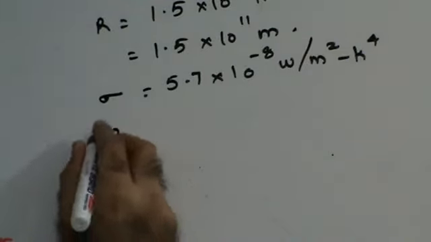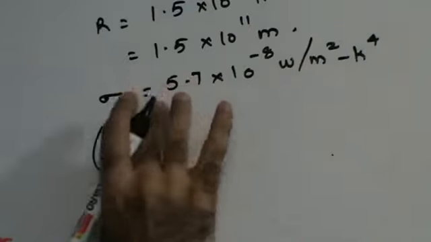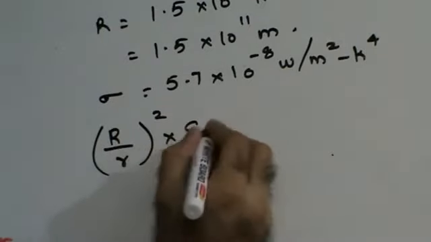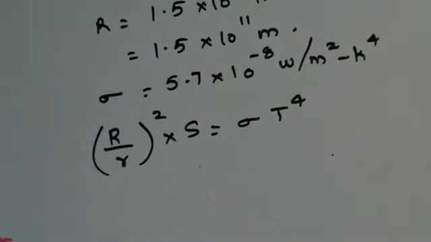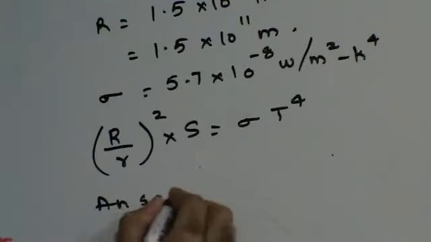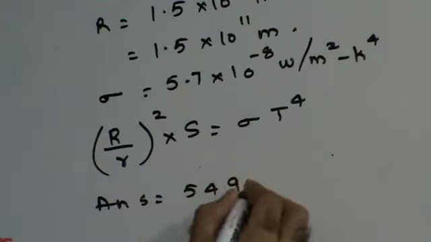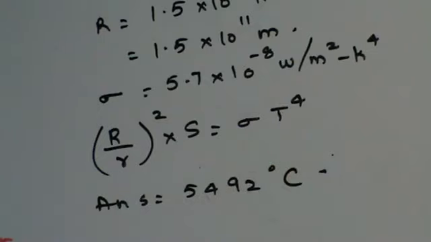I can say r upon R, the whole square into S is nothing but sigma T^4. You should get your value of the temperature here. T is the only unknown in this. You should get the value of T. The answer for this should be 5492 degrees Celsius. That should be your temperature of the sun.